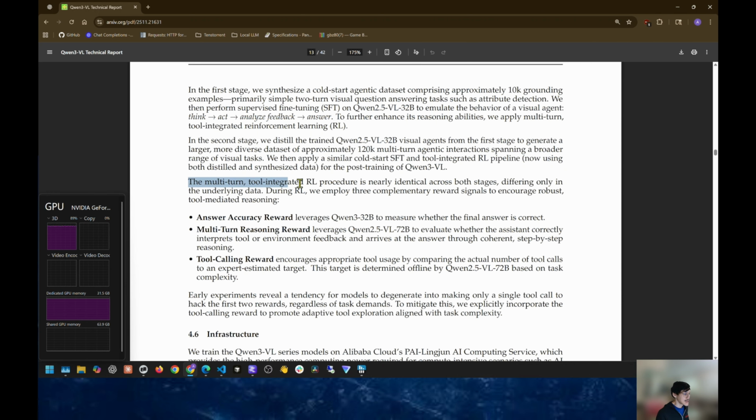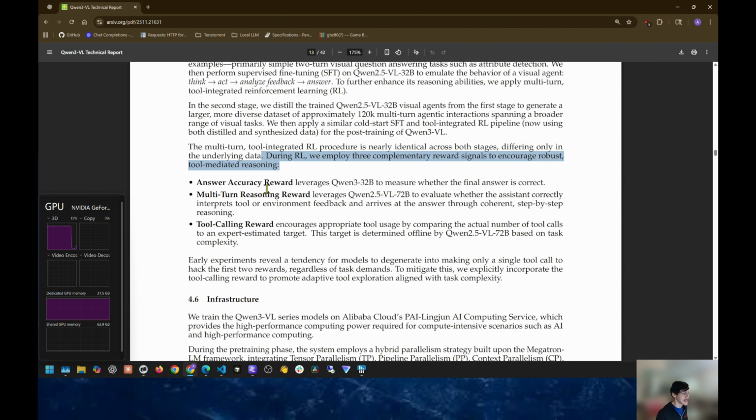The multi-turn tool-integrated RL procedure is nearly identical across both stages, differing only in the underlying data. During RL, we employ three complementary reward signals to encourage robust tool-mediated reasoning. Answer accuracy reward leverages Qwen3-32B to measure whether the final answer is correct.